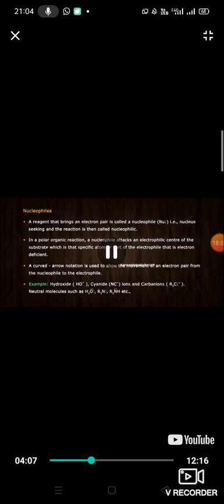So, if one atom is there, the atom will have the electrophilic center. In an alkyl halide, due to the polarity of the carbon and halogen bond, a partial positive charge is generated on the carbon atom and hence the carbon atom becomes an electrophilic center.